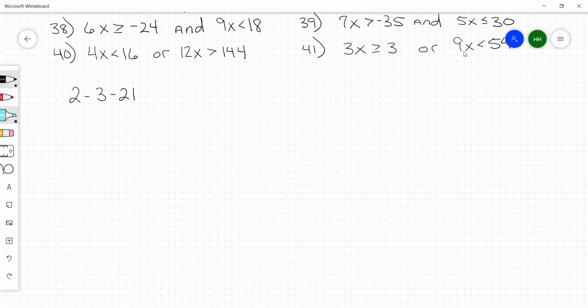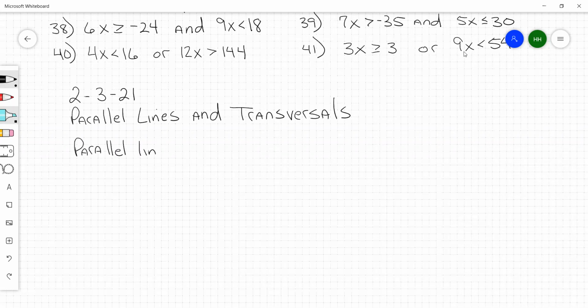All right, today we're talking about parallel lines and transversals. Parallel lines and transversals. Parallel lines do not intersect.